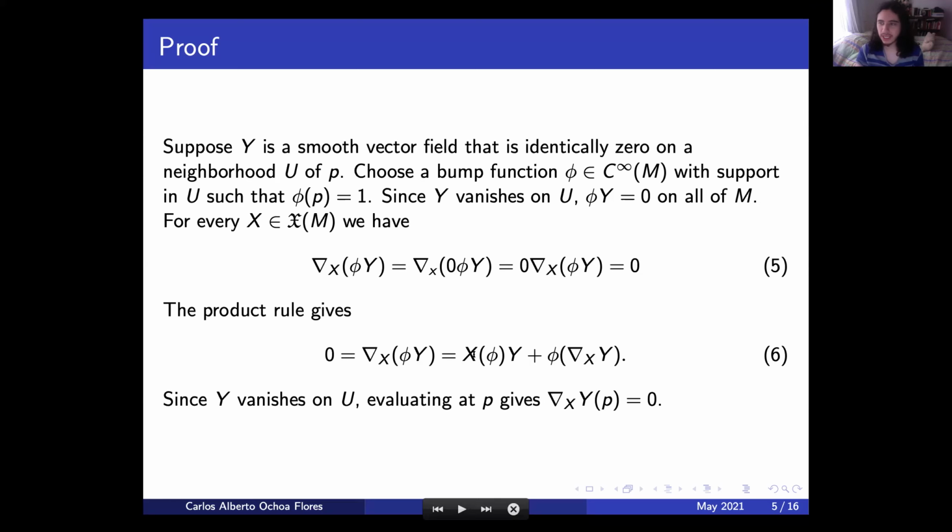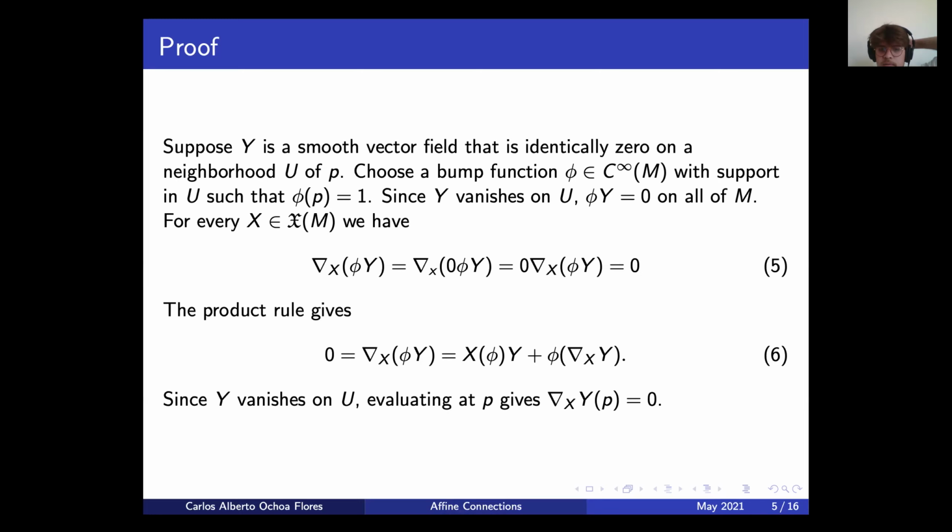And when we evaluate at the particular point P, since Y at P is 0, this term goes away, and phi at P is 1. So the directional derivative of Y in the direction of X is also 0.